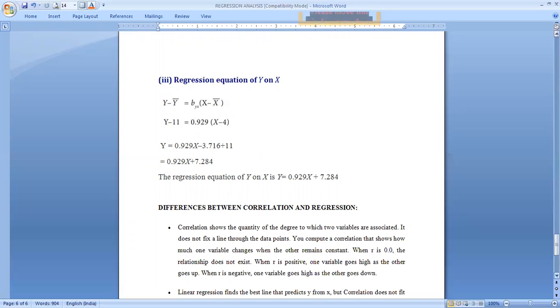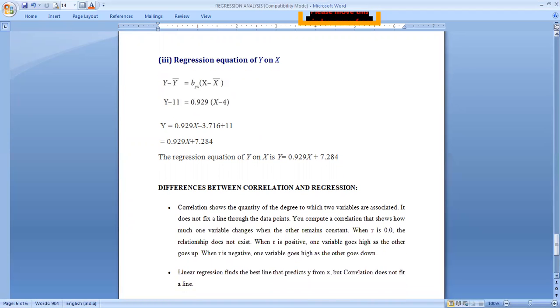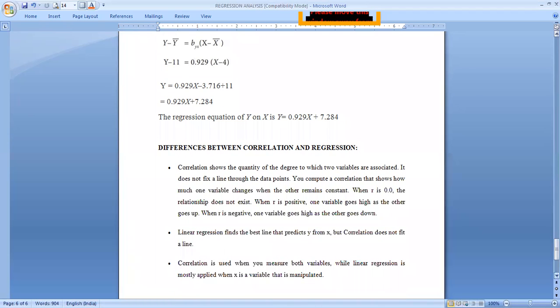Now we take the part of differences between correlation and regression. The first point is that correlation shows the quantity of the degree to which two variables are associated. It does not fix a line through the data points. And we compute a correlation that shows how much one variable changes when the other remains constant.